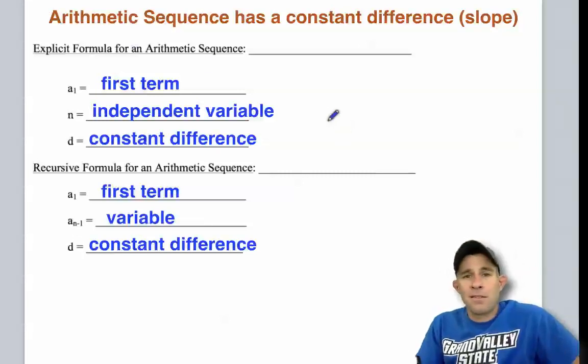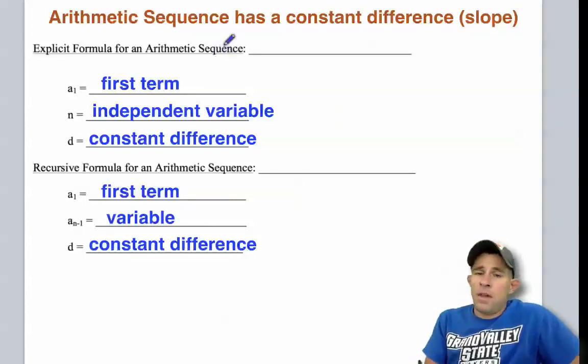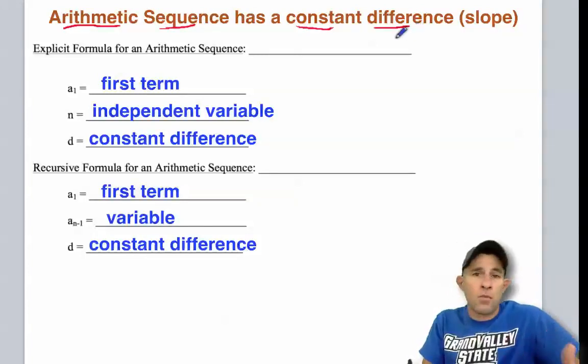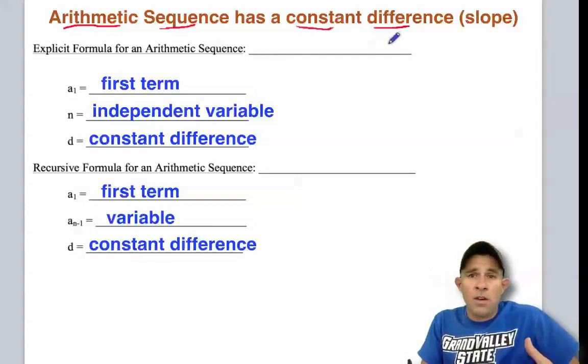Hey guys, today we're going to be taking a look at writing explicit and recursive formulas for arithmetic sequences. Now, an arithmetic sequence is simply a sequence that has a constant difference. In other words, it's increasing or decreasing at the same rate. So you can kind of think of that in terms of a slope or rate of change or a linear function.